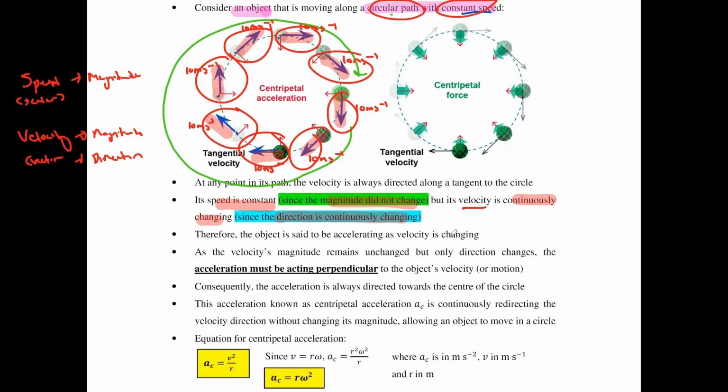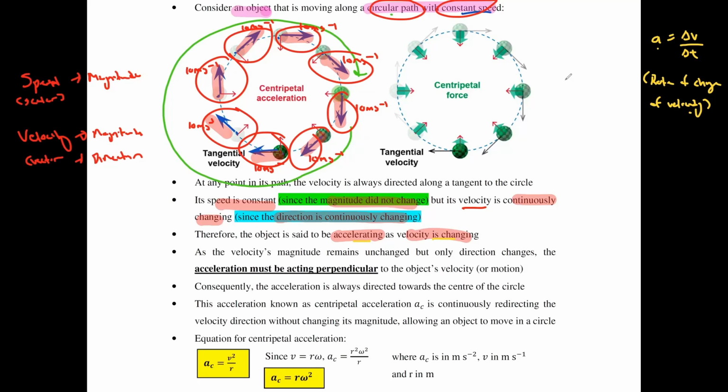And because velocity is changing, we say that the object is accelerating. Again, this relates back to your AS, where we tell you that acceleration is the rate of change of velocity. So as long as you have velocity change, you're going to have acceleration. Because we determine here that velocity is changing, there definitely must be acceleration. The object is actually accelerating. But what is the direction of the acceleration here in the first place?